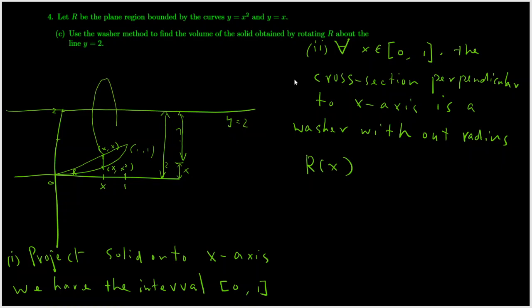The inner circle is something like this, right? The outer circle is something like this. The whole thing is a washer. Sorry, it's really hard for me to draw this properly, but I think you got the idea. 2 minus x squared is right. If you look at this picture, it's 2 minus x squared. So that's the outer radius.